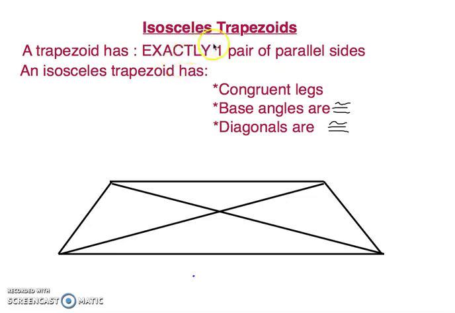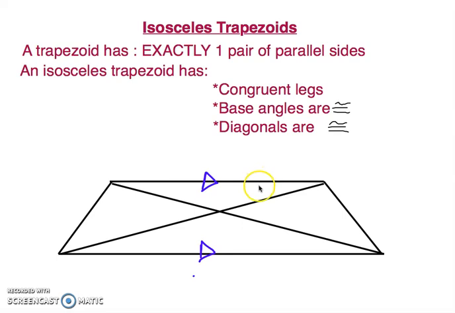These notes are on isosceles trapezoids. One of the characteristics that we learned is that a trapezoid has exactly one pair of parallel sides. So if I mark right here that parallel and that parallel, these are the pair of parallel sides.